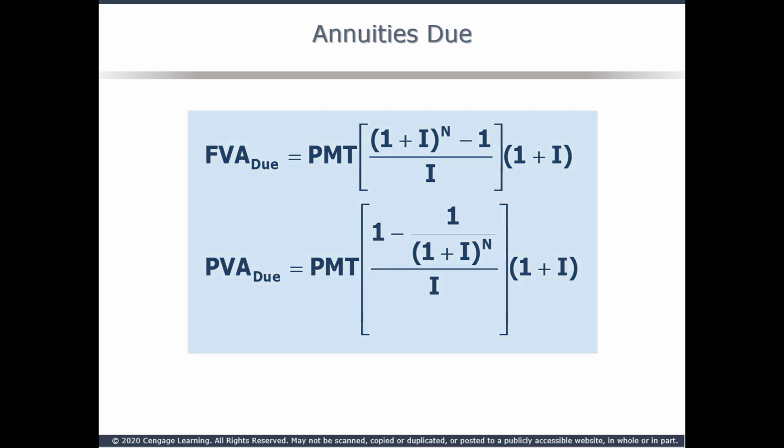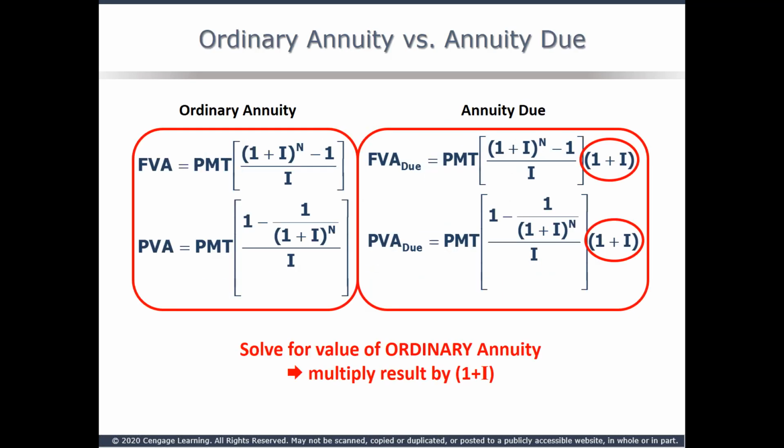These are the future value and present value formulas for annuities due. Note the difference between the two pairs of formulas. The value of an annuity due, future value or present value, equals the value of a comparable ordinary annuity times 1 plus the interest rate. This provides us with a solution technique.